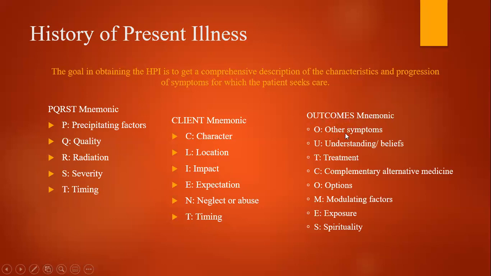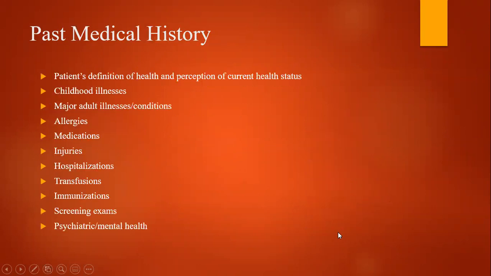OUTCOMES. O is for other symptoms. U stands for underlying understanding or belief. T stands for treatment. You ask the patient, if there is pain, did you take any kind of medication, and did the pain go away after the medicine? Complementary alternative medication, right? Like herbal medicine, Chinese medicine, any other options, modulating factors, exposure, and any spiritualities.